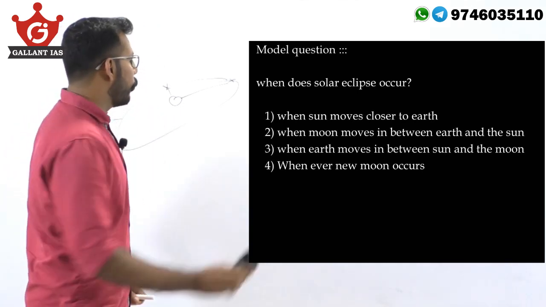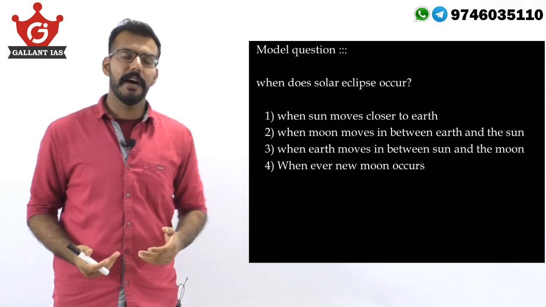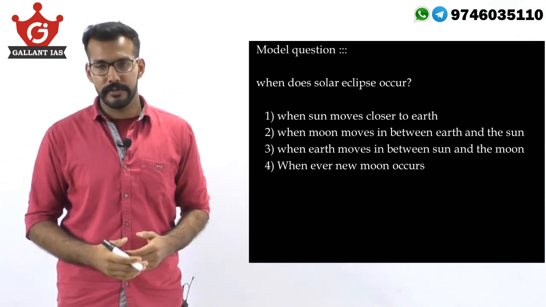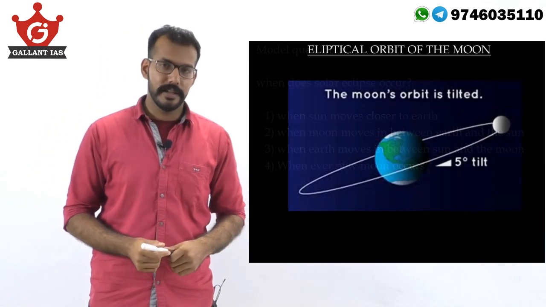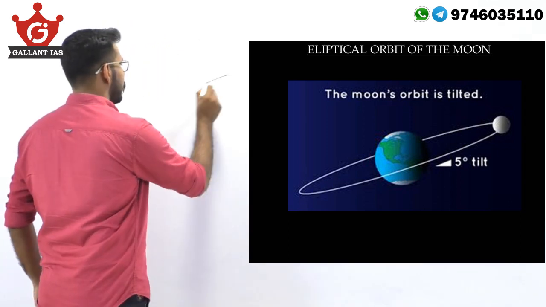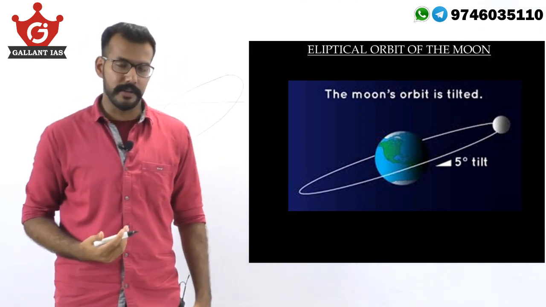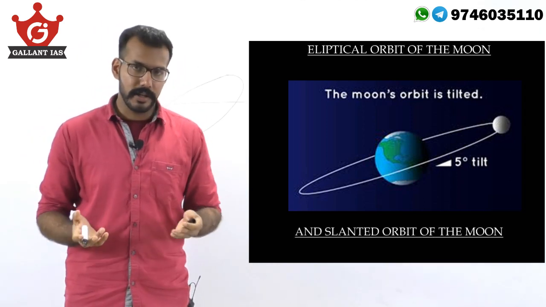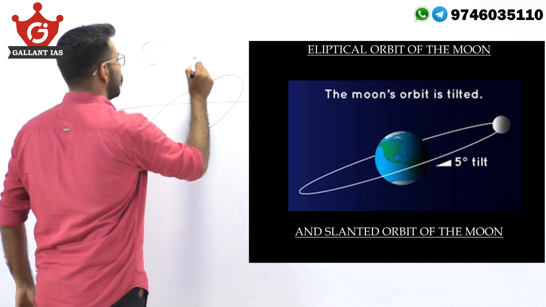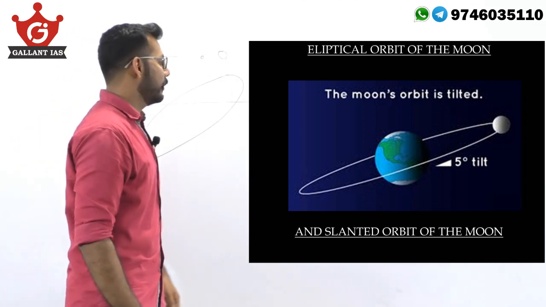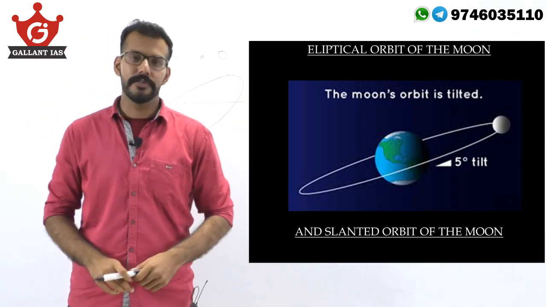Now there's another question: why is the fourth option wrong? If you frame it differently, why don't we have a solar eclipse every month? After all, the moon takes only 29.5 days to revolve around the earth. The answer to that question is the slanted orbit of the moon. As we have seen in the beginning, the moon occupies a slanted orbit relative to the orbital plane of the earth. And you need the sun, the moon and the earth to be in perfect alignment. This is quite rare because of the slanted orbit of the moon. And that is why you don't have a solar eclipse every month.